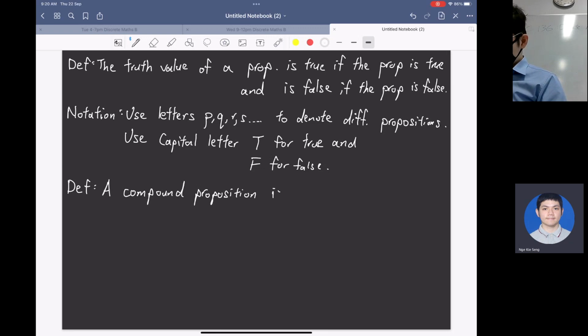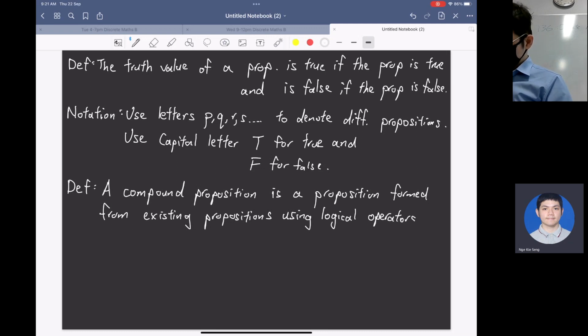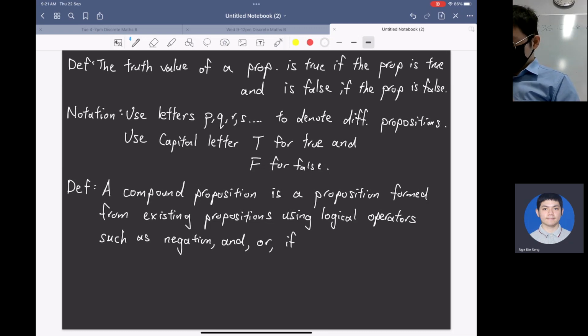So a compound proposition is a proposition formed from existing propositions using some logical operators, such as negation, and, or, if-then, and if and only if.